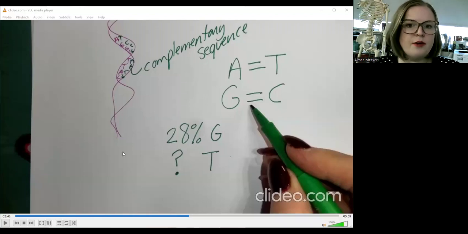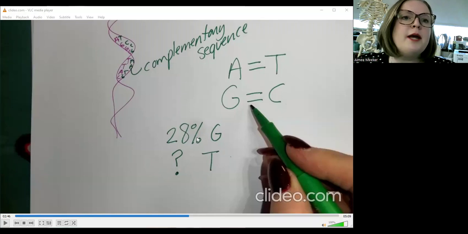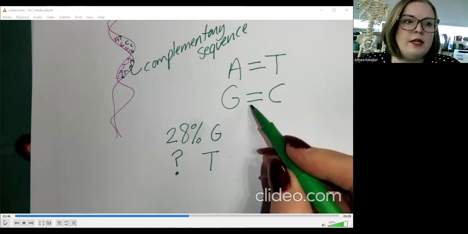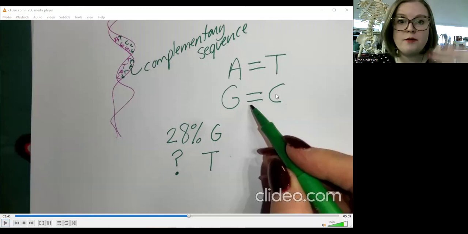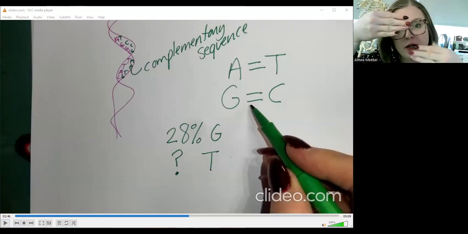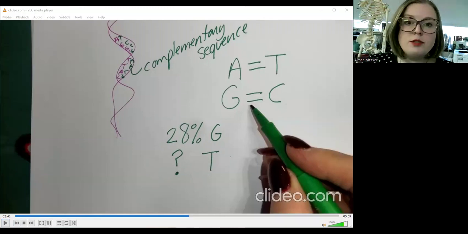As soon as I paused it to figure out why my screen got really dark, it stopped being dark. So if 28% of the DNA is G, we need to figure out the percent of the DNA that is going to be T. Well, since G pairs with C, whenever there's a G, there's a C. Whenever there's a C, there's a G. So the number of G's is going to equal the number of C's.